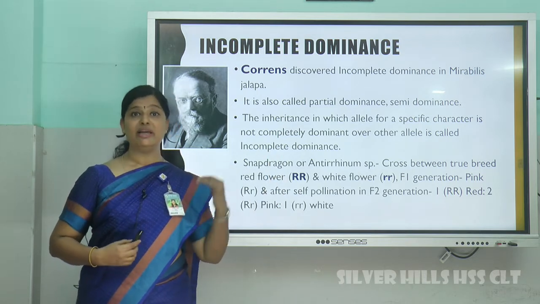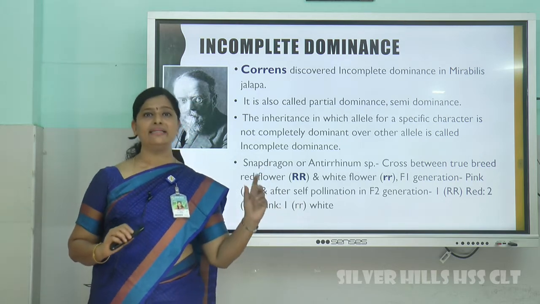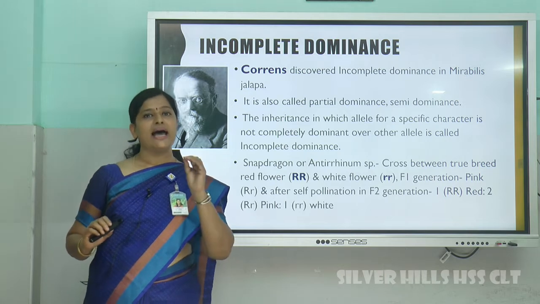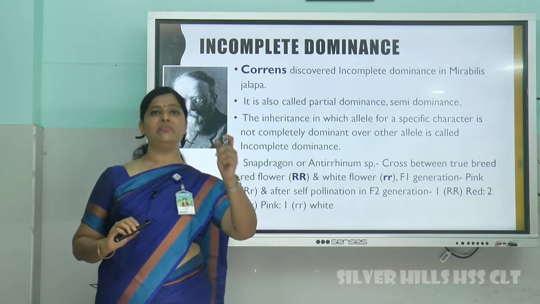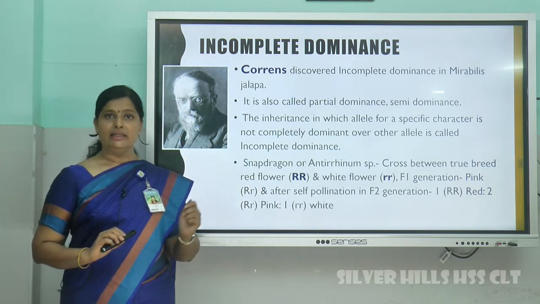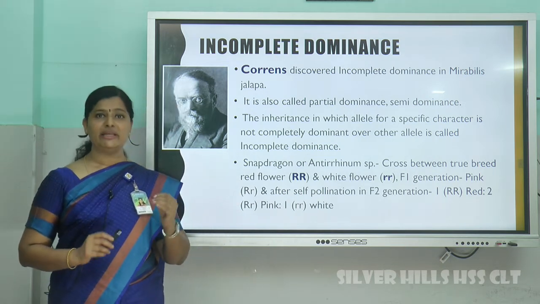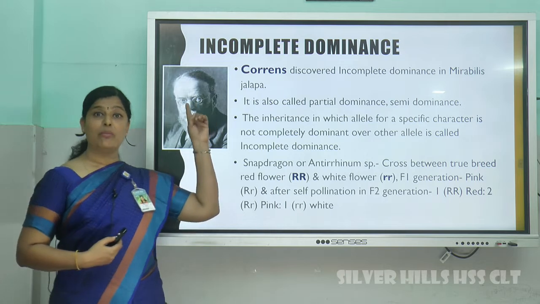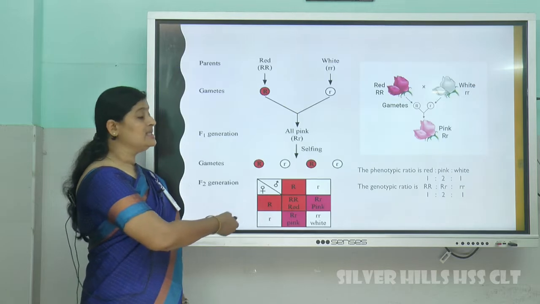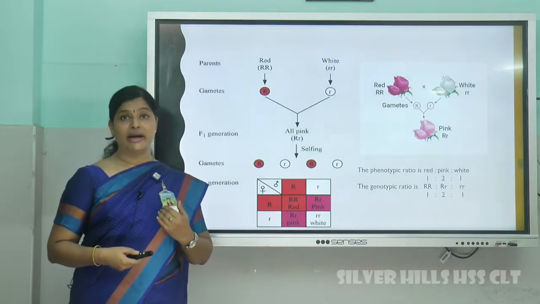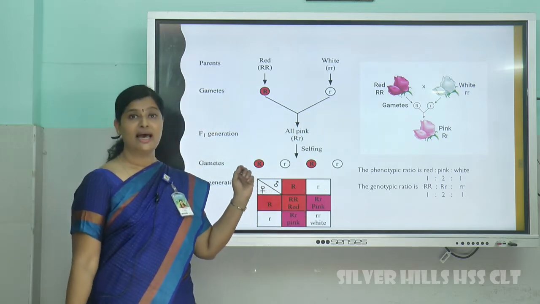So incomplete dominance is when the dominant factor is not able to completely suppress the recessive factor, and as a result, in the F1 generation, a new combination or an intermediary character develops. This is called incomplete dominance. Now let's learn incomplete dominance with the same example which we took in the beginning. We have seen beautiful flowers, isn't it? That is from which plant? Snapdragon.